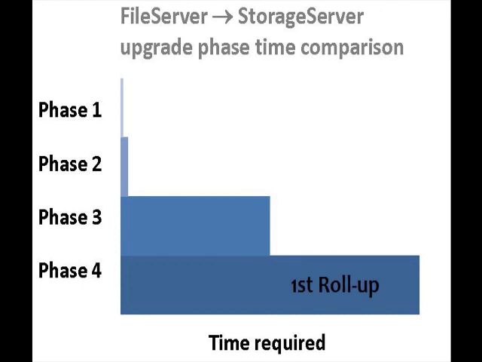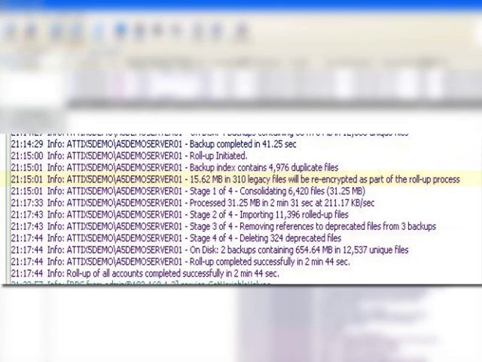Phase 4, the first roll-up. The first roll-up of an account's data involves not only the application of patches, but the re-encrypting of full, unchanged files using AES rather than Blowfish that was used in version 5. It also involves the removal of any duplicate files across accounts using global single instance storage.